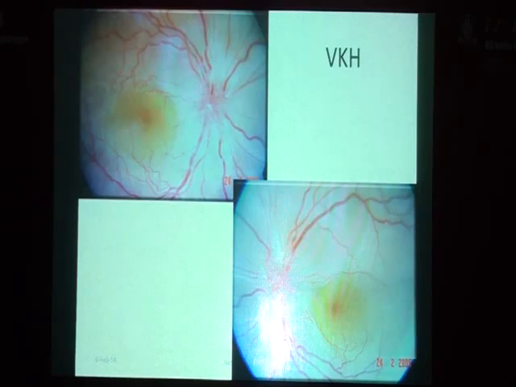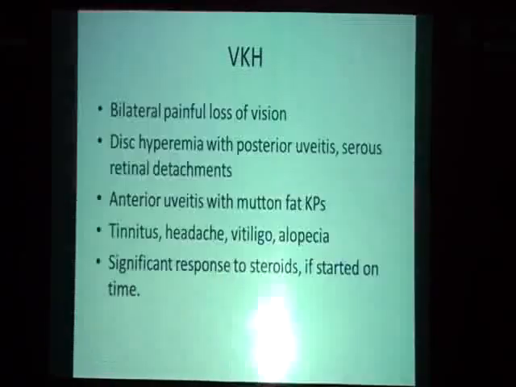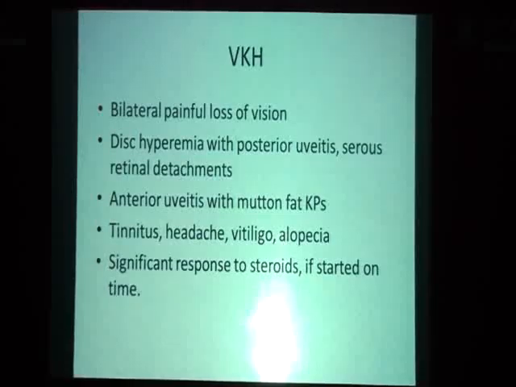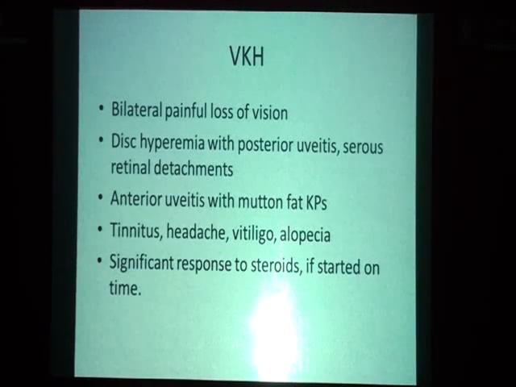It is basically secondary to the retinal pathology and the choroidal pathology rather. So this is bilateral. It may lead to loss of vision also, but usually it is painful. There is disc hyperemia with posterior uveitis, and serous retinal detachments may develop later on. There may be anterior uveitis with mutton fat keratic precipitates, and the patient has other symptoms like tinnitus, headache, vitiligo, alopecia, and there is a very significant response to steroids if started on time.